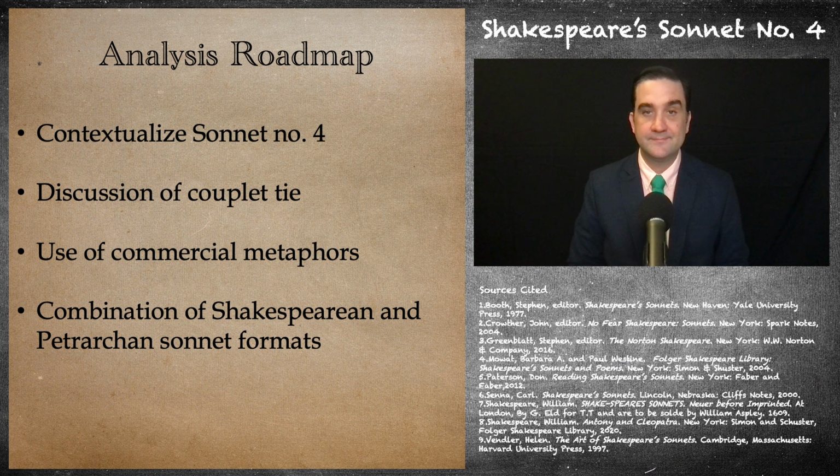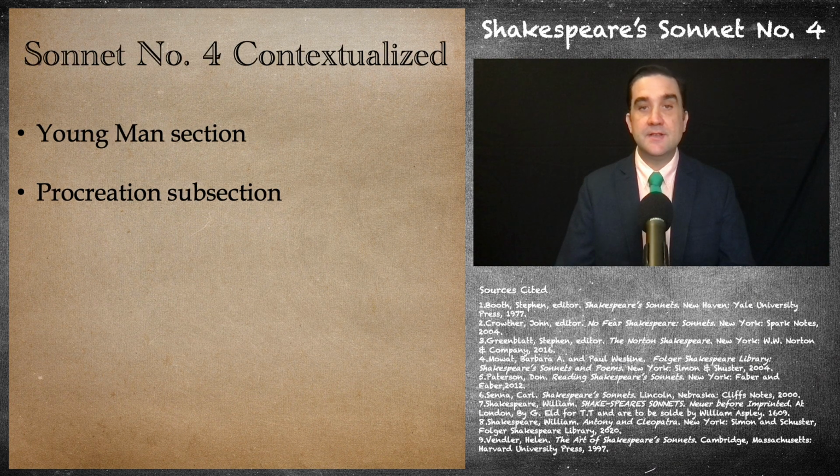Let's take a look. First, we're still in the young man section of the sonnets. If you've seen our introduction to Shakespeare sonnets, you know that we're going to be here for quite a bit of time. Now, within the young man section, there's a subsection called the procreation sonnets. And if you've read sonnet number 4, you know that we're still there because the speaker wants the young man to procreate. And so that's where we are within the context of the sonnet cycle as a whole.